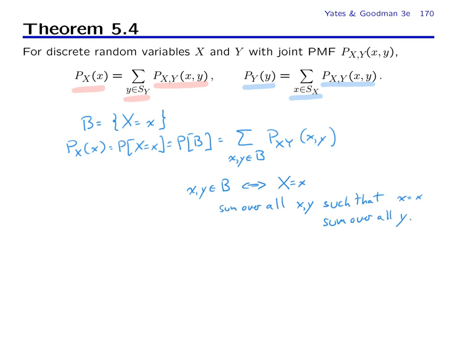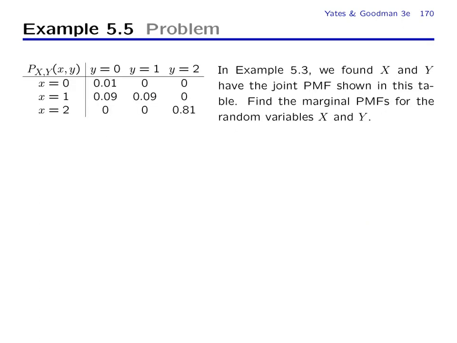To be frank, I think I've been a little bit laborious here and made something that's really simple seem a little bit more complicated. In fact, it really is simple. To see how simple it is, let's go back to our example from the two circuits where we found a joint PMF in table form for x and y. So now we'll find the marginal PMFs for x and for y.